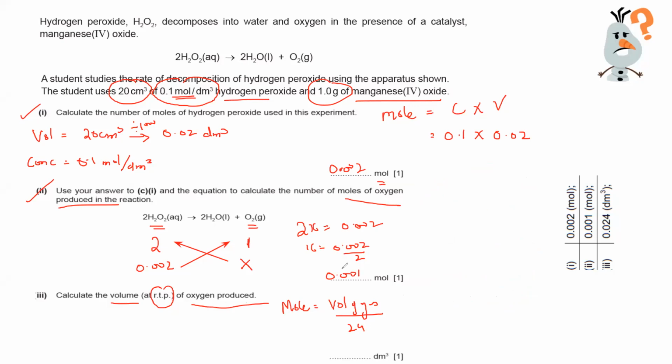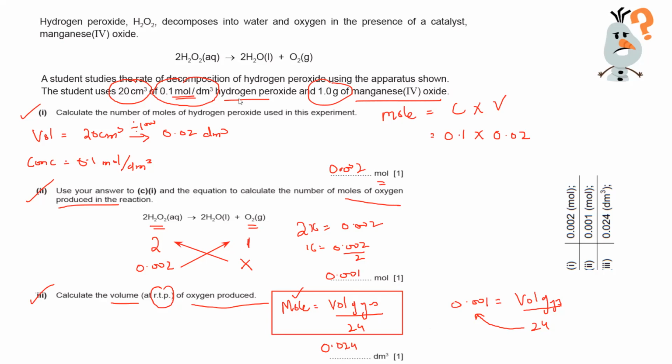In the previous part, I got the moles of oxygen, which were 0.001. The volume of the gas is what I'm finding, and volume divided by 24 means it will be multiplied. So 0.001 multiplied by 24 equals 0.024 decimeter cube. So we use a formula to get the third one, because we have the moles. If we have the moles, we can find the volume of the gas, as moles multiplied by 24 gives us the volume of gas. That is how we solve the third part of this question.